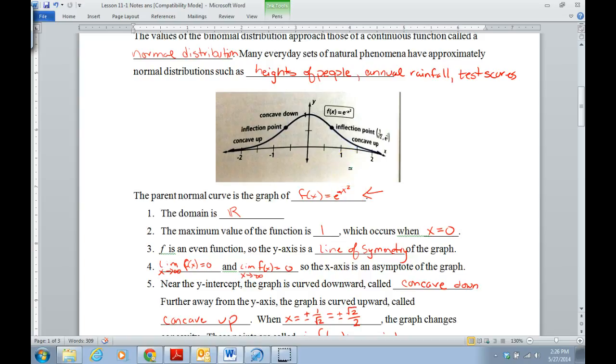Okay? The maximum value of this function is 1. And notice when that maximum is, when is it? It's when x equals 0. Okay, so the max is 1, and it occurs right at the y-axis when x is 0, at the mean of being 0.